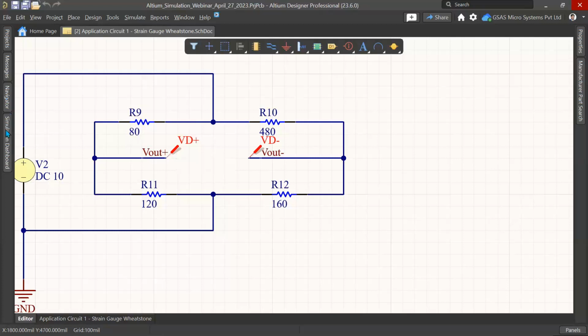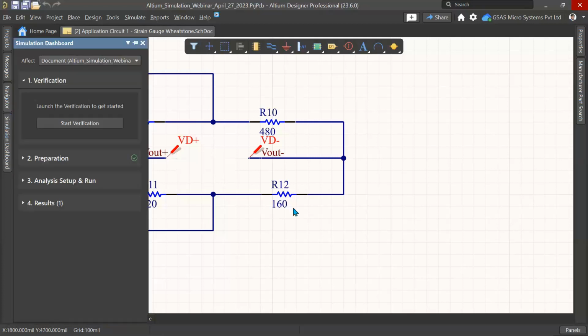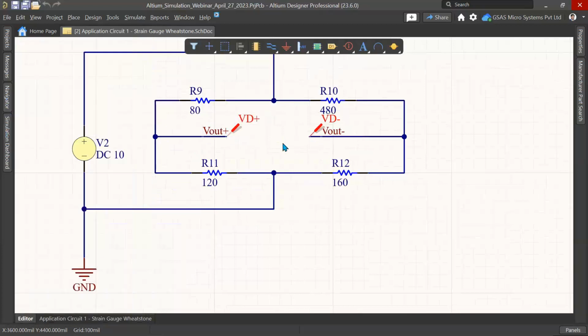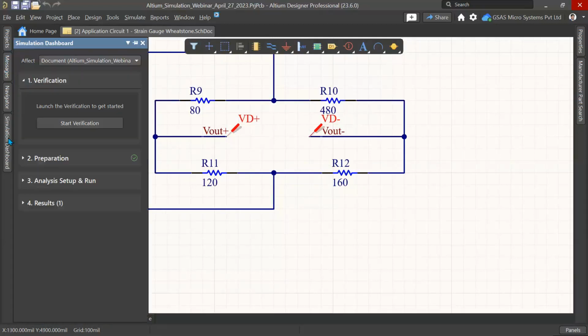Okay. For that, again the same process. We want to know what value is required to satisfy this circuit output. That's what we are trying to do. We want to determine what value we need to mention to make the voltage difference zero across these two nodes. For this, the same process again. Just click on start verification.